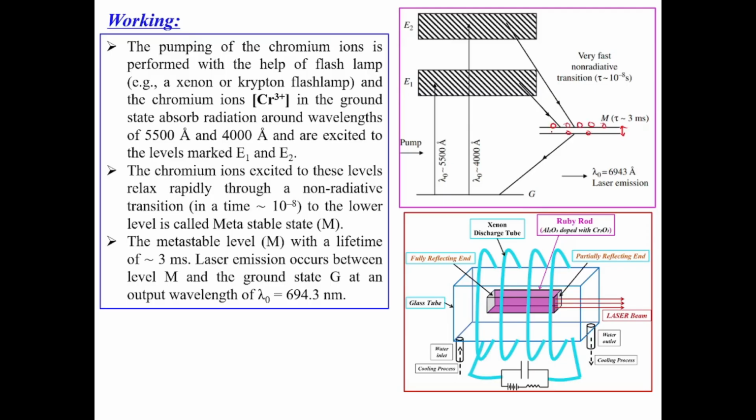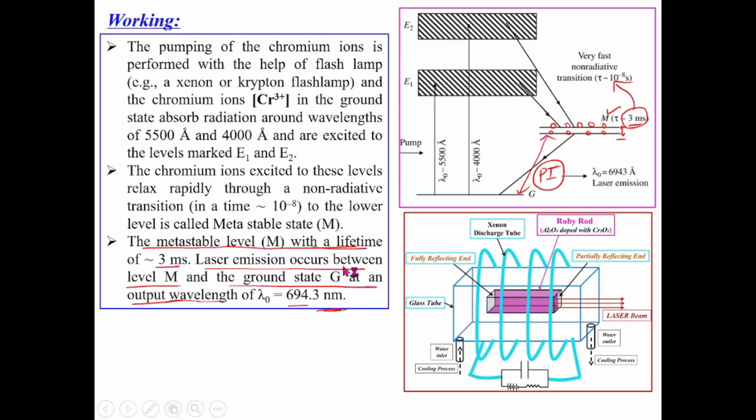Okay, so chromium atoms will come down to this metastable state and stay for a longer time, because this metastable state has a lifetime of 3 millisecond, which is very large as compared with this one. If so, then automatically population inversion will be created between these two levels. If a population inversion is created, it is ready to give the laser action, or we can say it is an active state. So the same thing has been written here: a metastable state with a longer lifetime of 3 millisecond, laser emission occurs between M and the ground state at an output wavelength around 694.3 nanometers.